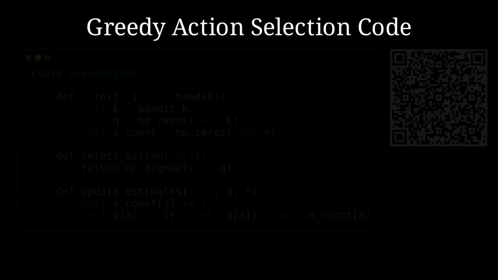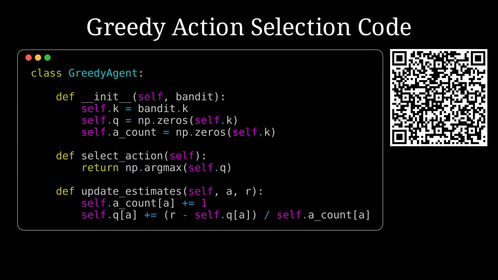Now, let's walk through the implementation of the greedy agent. The full code can be found in the GitHub repository linked in the description. Firstly, we initialize the agent with the number of actions in the bandit, an array of zeros to store the estimated value of each action, and an array to track how many times each action has been selected. The update estimates function handles the updates to action value estimates after receiving a reward. This is done using the incremental update formula we discussed previously. Lastly, the select action function implements the greedy action selection strategy and simply returns the action with the highest estimated value.